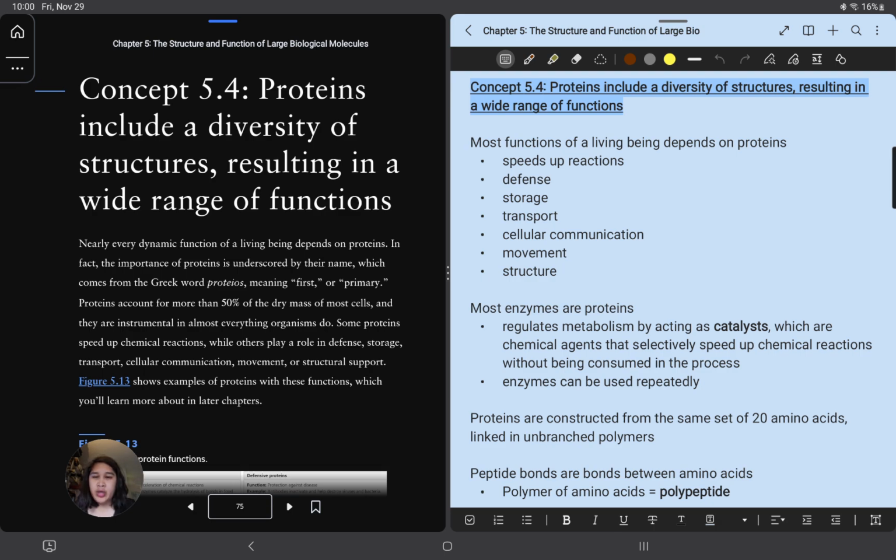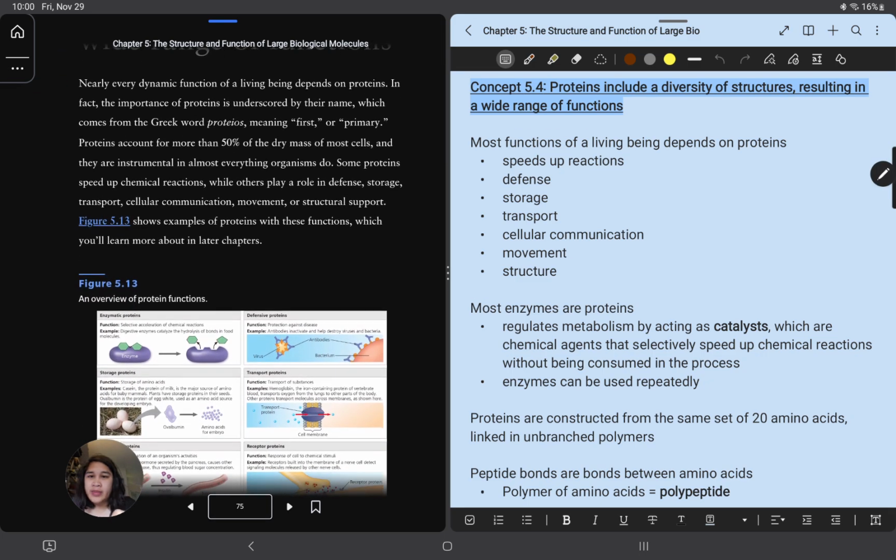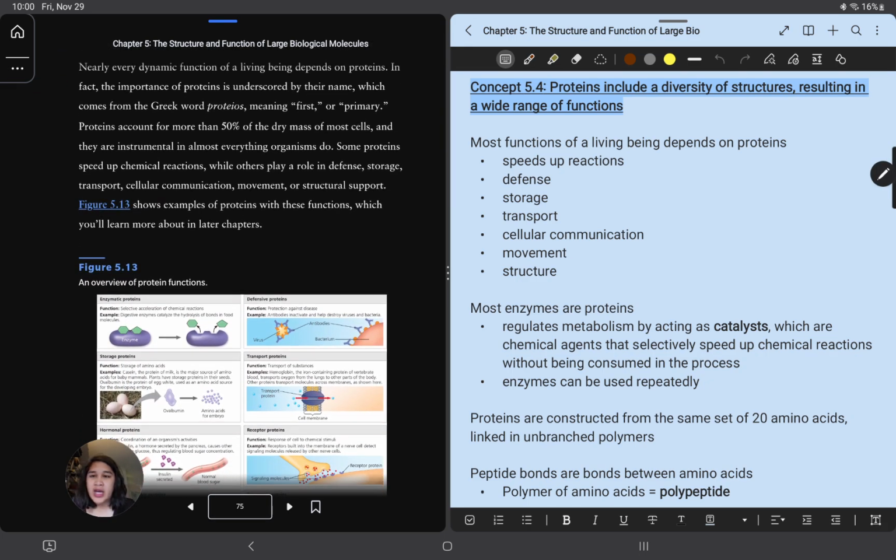So concept 5.4, proteins include a diversity of structures resulting in a wide range of functions. Nearly every dynamic function of a living being depends on proteins. In fact, the importance of proteins is underscored by their name, which comes from the Greek word proteos, meaning first or primary.